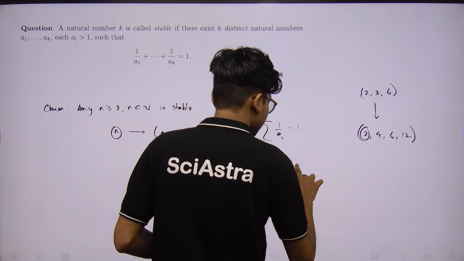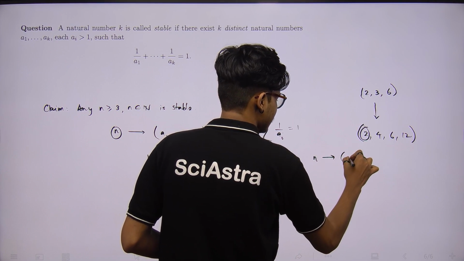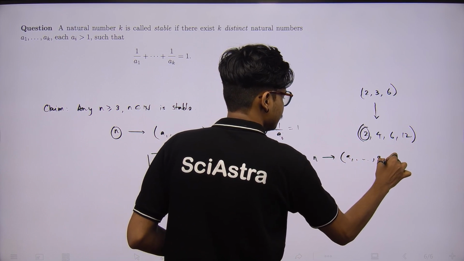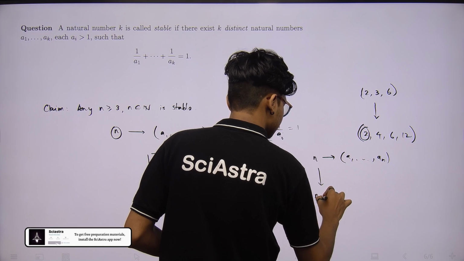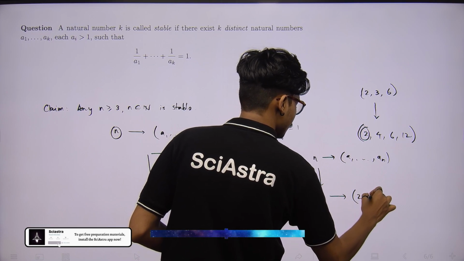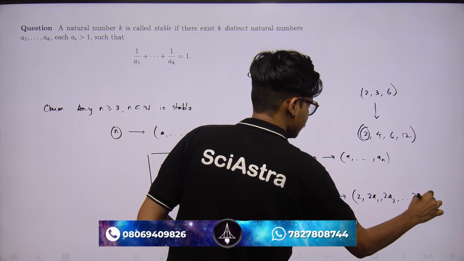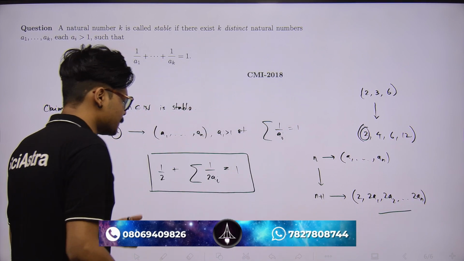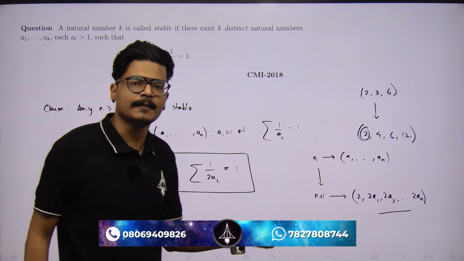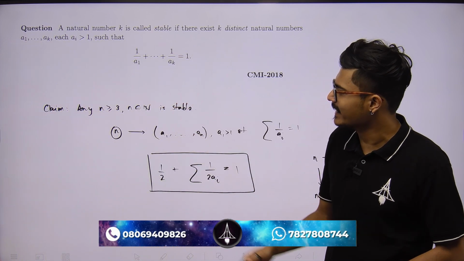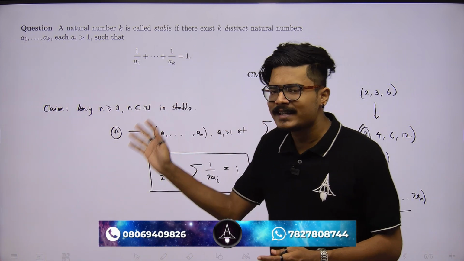So for any n, when you go from n, which has this corresponding n-tuple, to n plus 1, our corresponding tuple is going to be 2, twice a1, twice a2, all the way till twice an. So we came up with an algorithm which proves that any n is going to be a stable number as long as n is greater than or equal to 3. So this was a very simple and elegant solution to this problem.